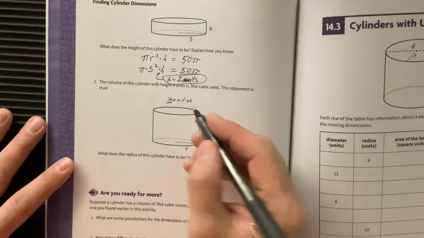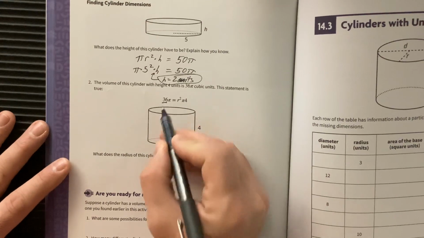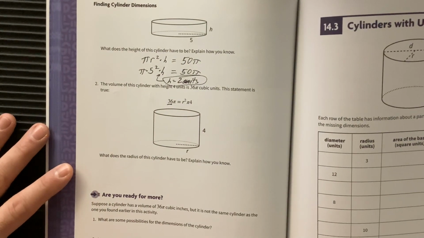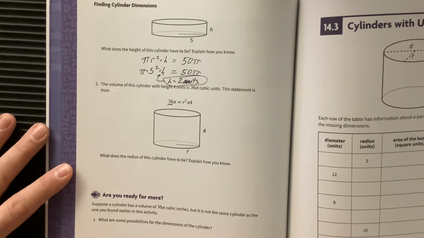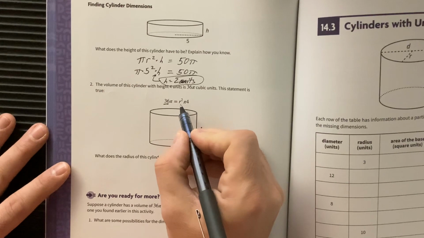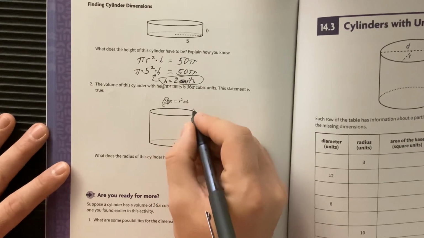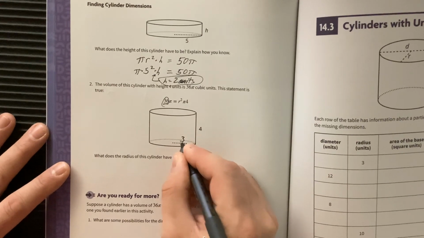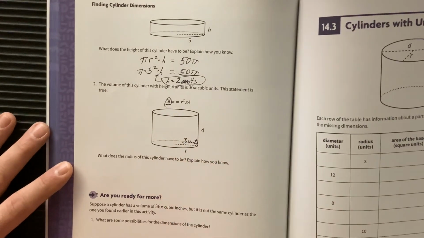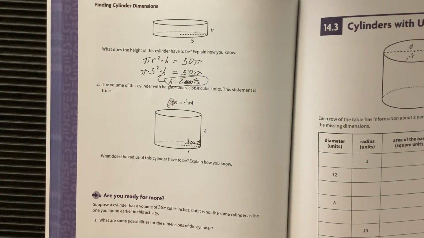Let's try 2. 2 squared is 4. Is 4 times 4, 36? So it's more than 2. Let's go with 3. 3 squared is 9, times 4, 36. Bingo! So the radius has to be 3. 3 squared, 9 times 4, 36.